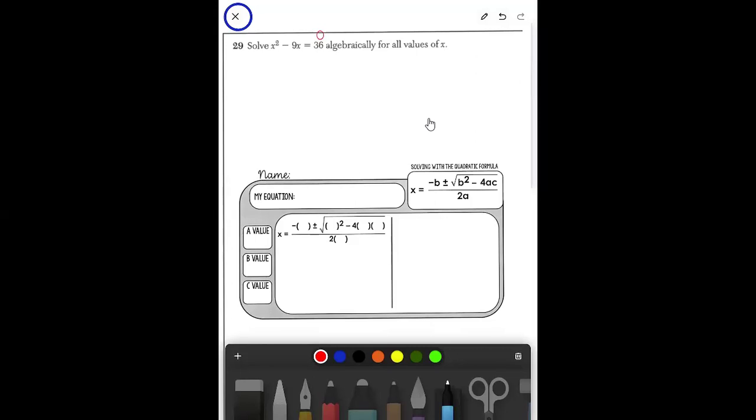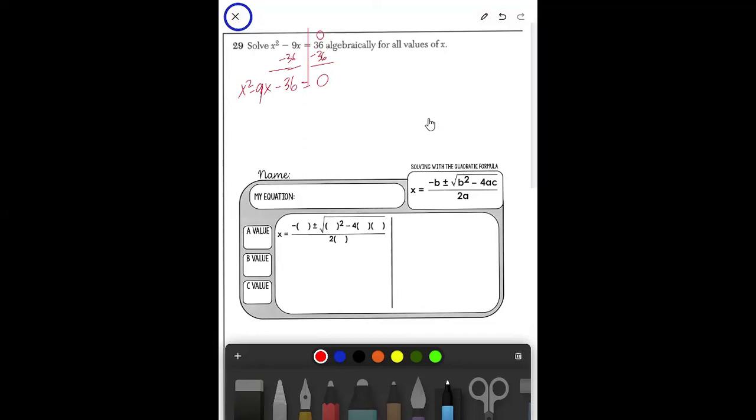So I've got to get this 36 to the other side of the equation, and that will basically make it 0. So let me show you what I'm going to do. I'm going to subtract 36 from this side, and then I'm also going to subtract 36 from this side, because whatever I do to the left-hand side of the equation, I have to do to the right-hand side of the equation. So now what I have here is x squared minus 9x minus 36, and 36 minus 36 is going to be equal to 0, and that's what I want.